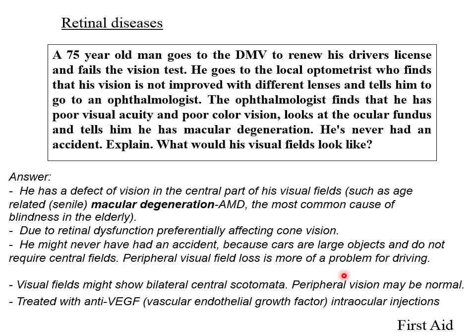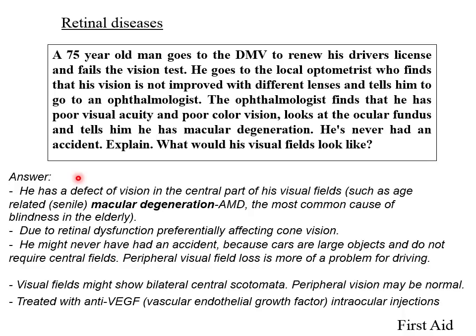We have another individual, a 75-year-old man, who goes to the Department of Motor Vehicle Bureau to renew his driver's license and fails the vision test. He goes to the local optometrist who finds that his vision is not improved with different lenses and tells him to go to an ophthalmologist. The ophthalmologist finds that he has poor visual acuity and poor color vision, looks in at the ocular fundus and tells him that he has macular degeneration. This fellow's never had an accident. Explain what could be going on and what would his visual fields look like?